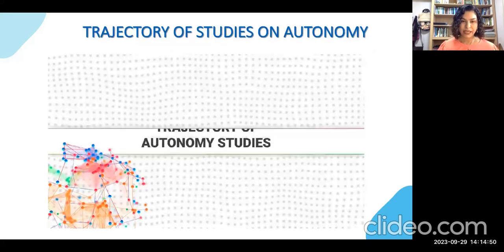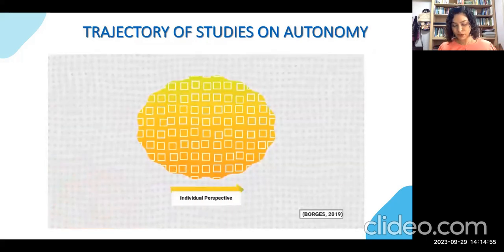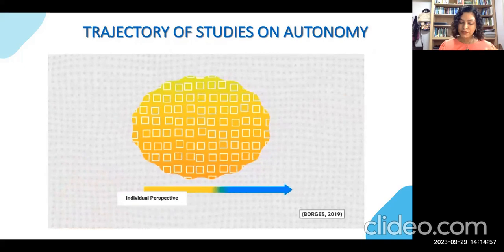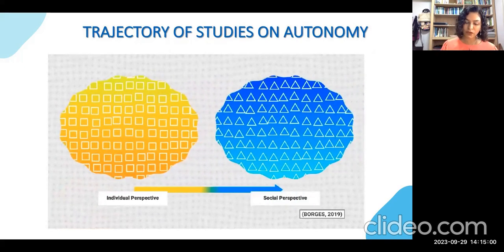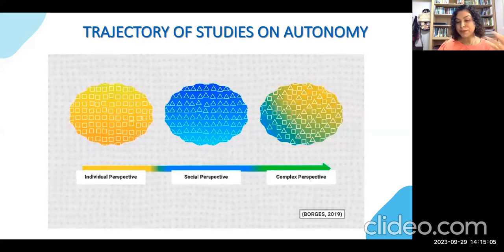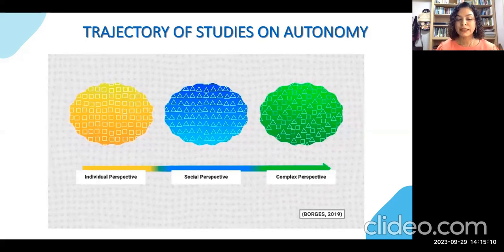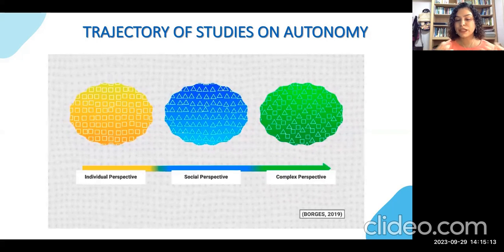So instead of the dichotomy individual or social autonomy, it conceives the social and individual autonomy. In this animation, I try to illustrate their mutual influence. It shows that in a complex perspective, individual and social autonomy are interconnected and may impact each other. So I took this complex perspective of autonomy into account when I elaborated the model.